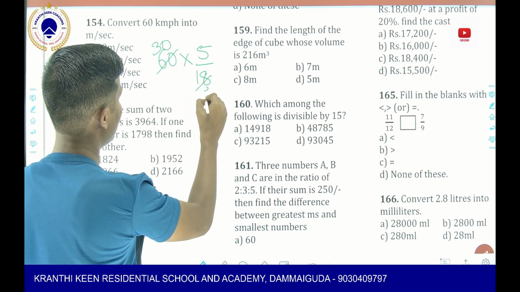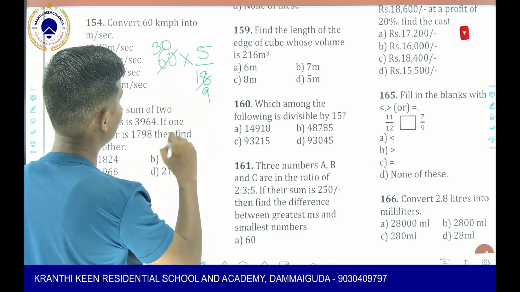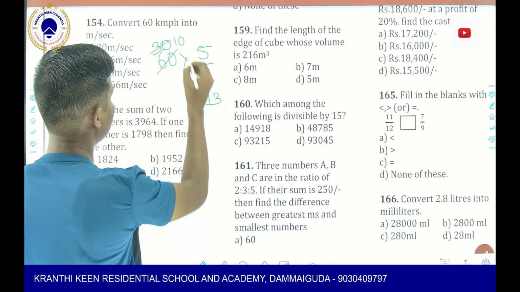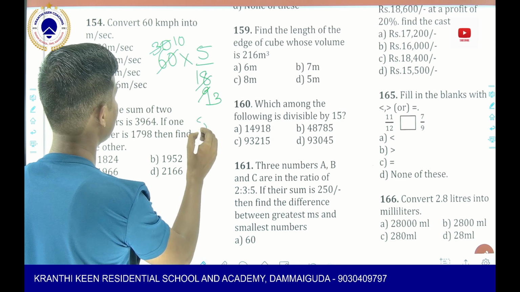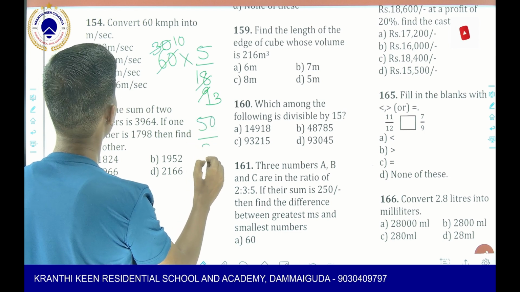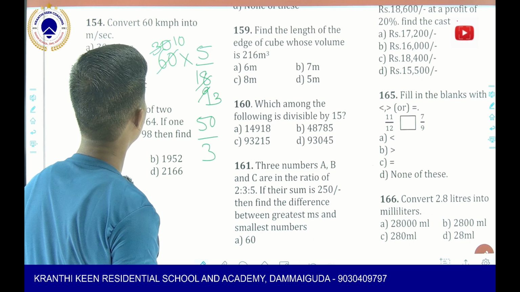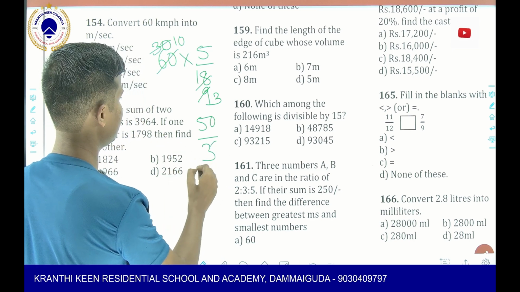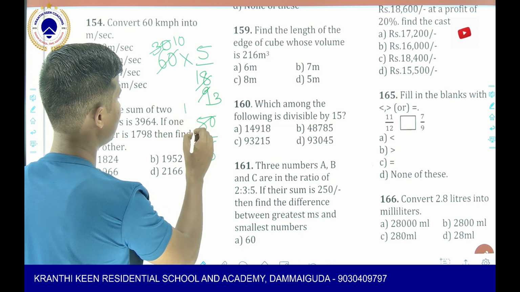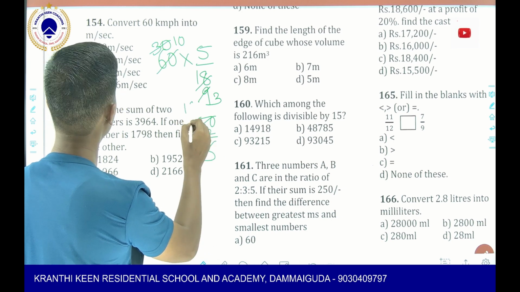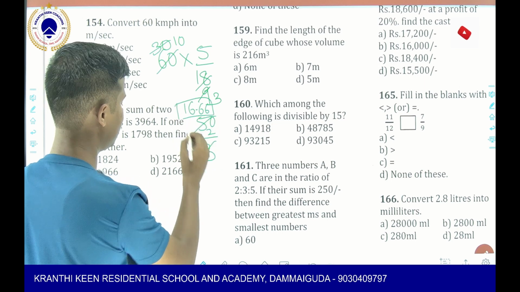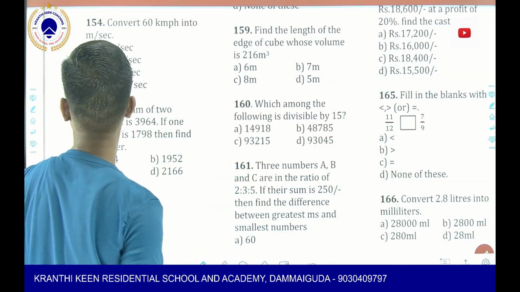2 30s are 60, 2 9s are 18, 3 3s are 9, 3 10s are 30, 50 by 3. What will we get? 50 by 3 means it cancels. 3 ones are 3. What will remain? 3 6s are 18, and again 6 6s will come. 16.66 is the correct answer you'll get.